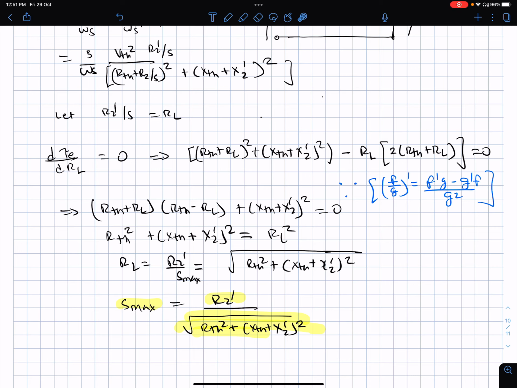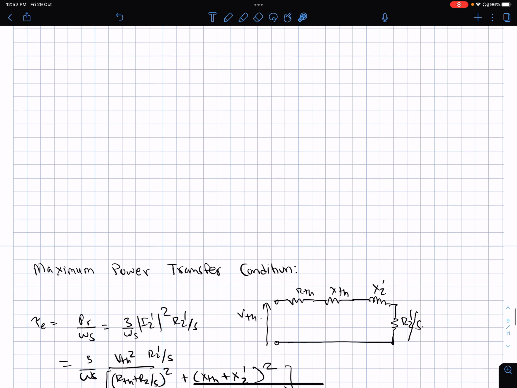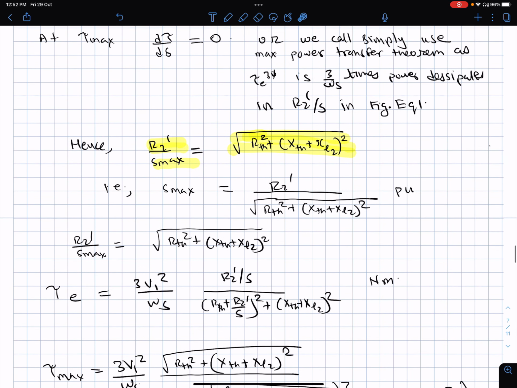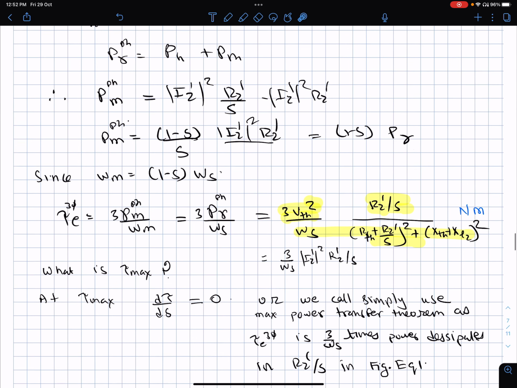So the S max can now be written as R2 dash divided by the square root of R Thevenin square plus X Thevenin plus X2 dash whole square. So the slip at which maximum torque occurs, S max, is given as this, and it only depends upon the equivalent circuit parameters which are under the control of the designer. Now once we have got the S max, we have to substitute that S max in this equation here and calculate the T max.